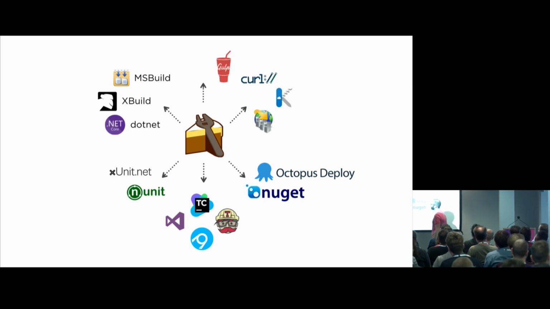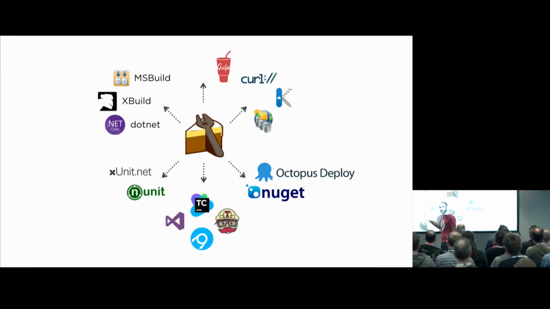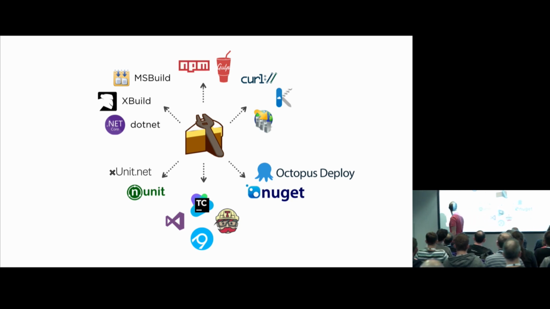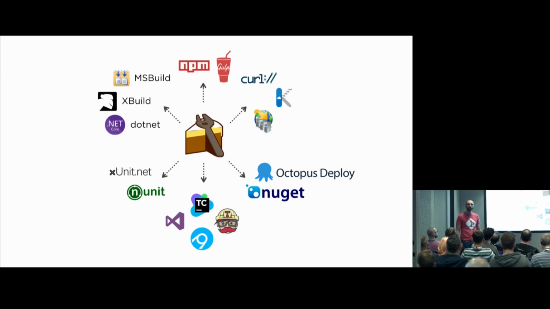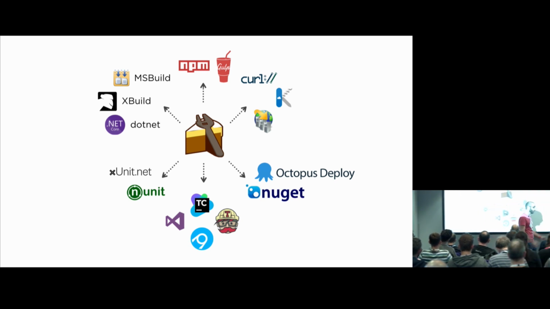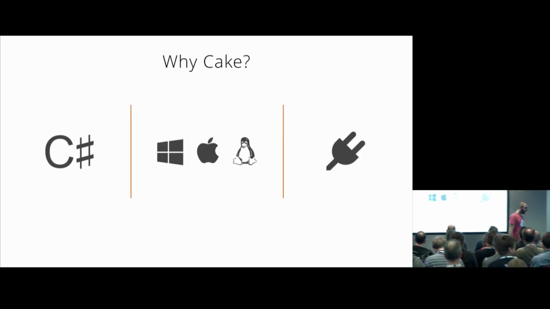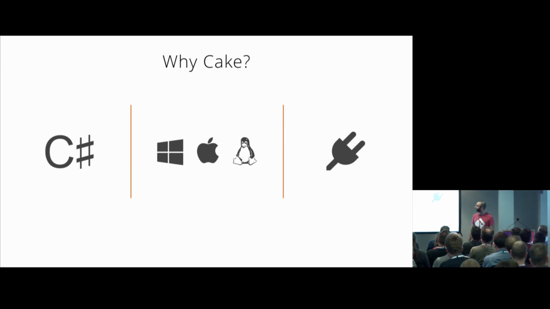And then you can also automate your front end. So you can invoke a gulp script or NPM. All of these things you can do from your Cake script. So this is pretty cool. And the list keeps growing. But this is not what we're going to focus on today.